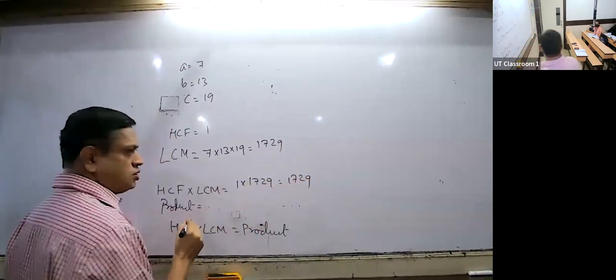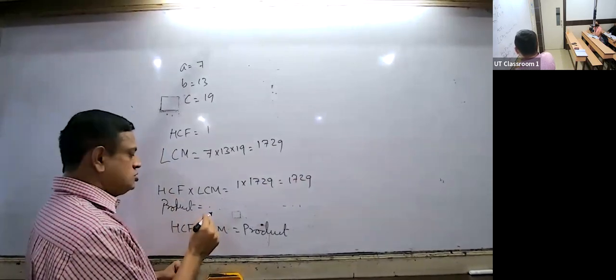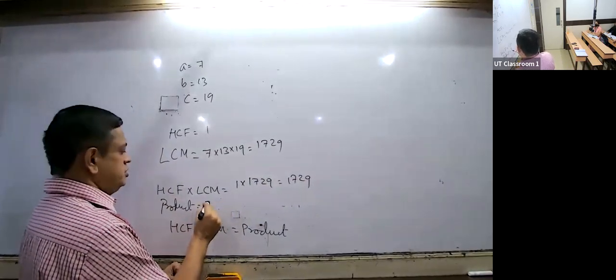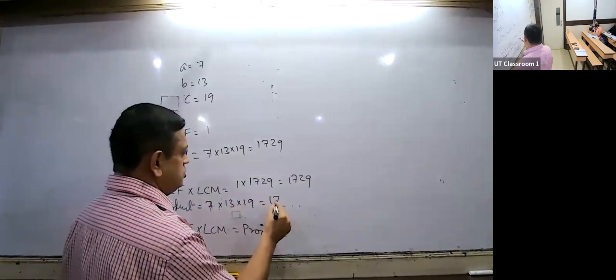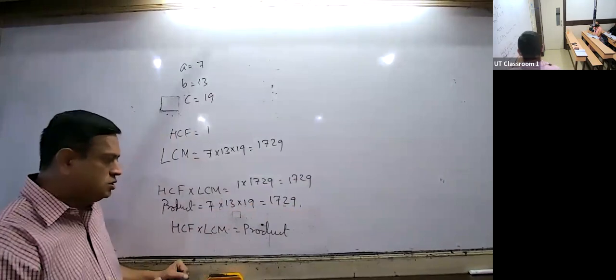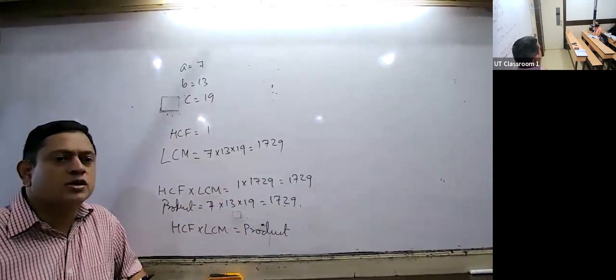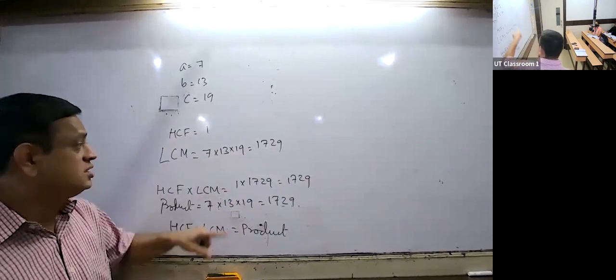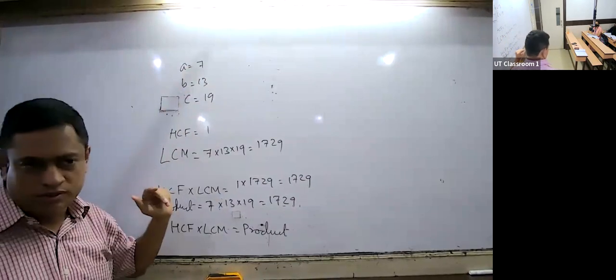This one, how much is this one? After that, product is equal to how much? So 7 into 13 into 19, which is equal to also 1729. Are you followed, all of you? Yes. So here it is both the same. Therefore, it is true. Yes or no? Yes. Because here the three numbers were prime numbers, that is right.